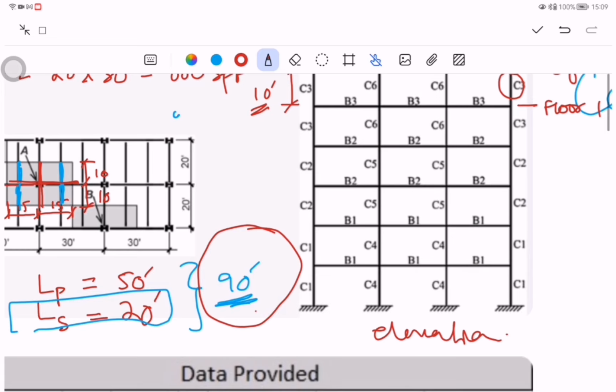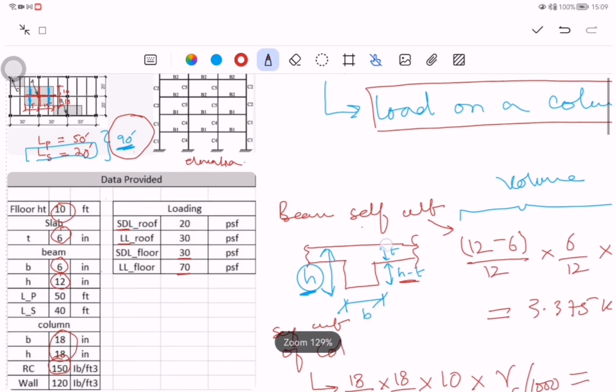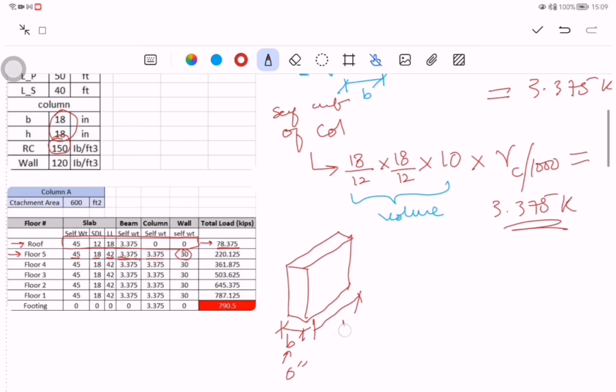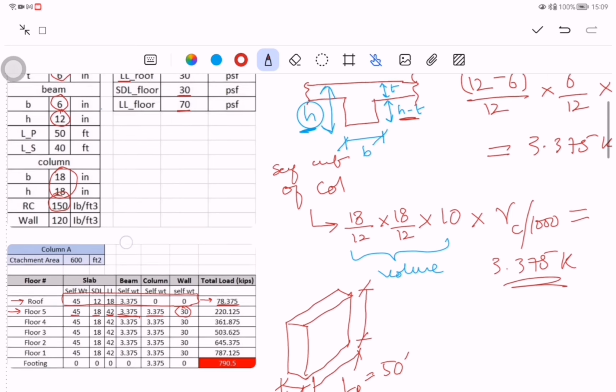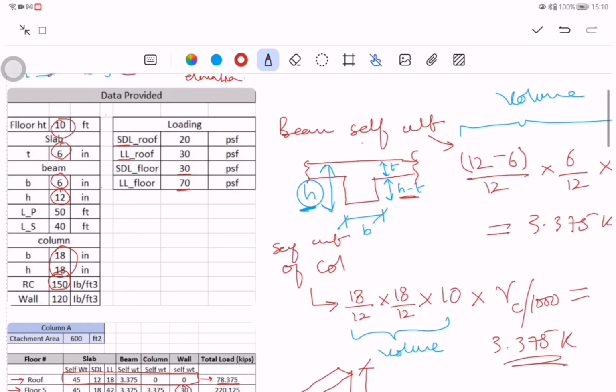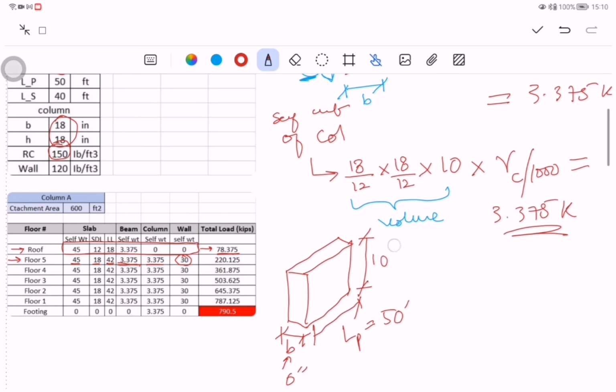Obviously it will not be on secondary beams. So you just calculate the length of the primary beams. We already know it is 50 feet, and you need the height. The floor height is already given as 10 feet. So it will be 10 feet. So you need to calculate the volume.